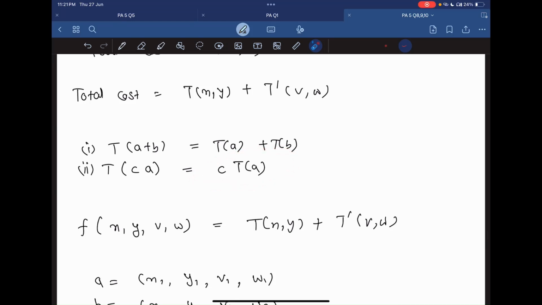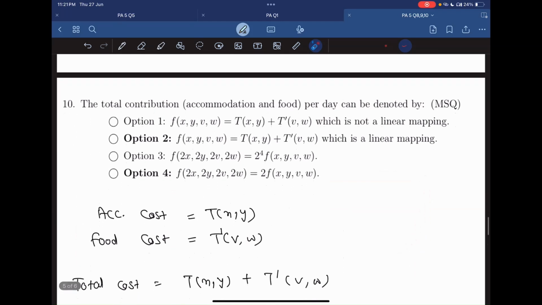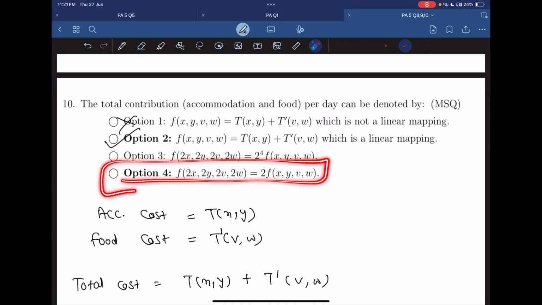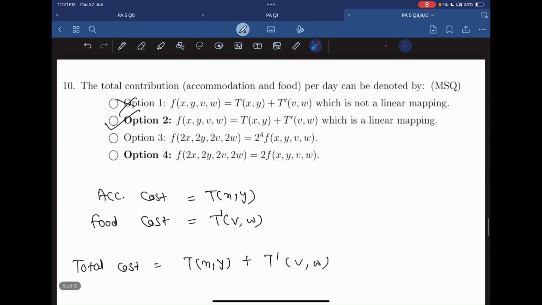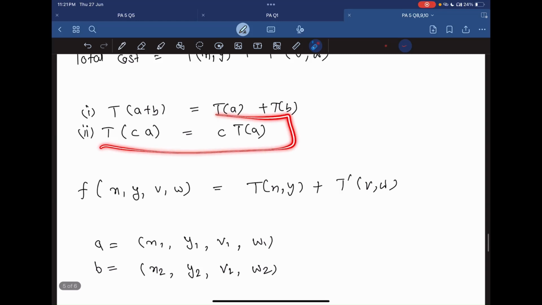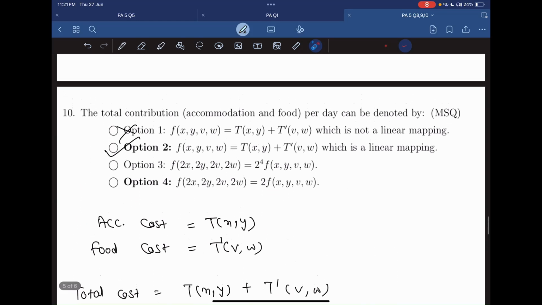So as these two properties are satisfied, that means this mapping is a linear mapping. So hence option 2 is correct while option 1 is false. And option 4 is correct as this comes from our scalar multiplication property that we just proved here. Here the value of C is nothing but 2. So that's why option 4 is correct while option 3 is incorrect.